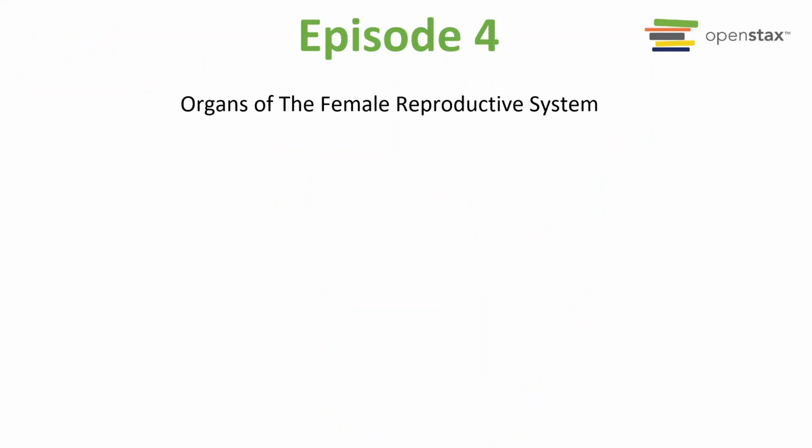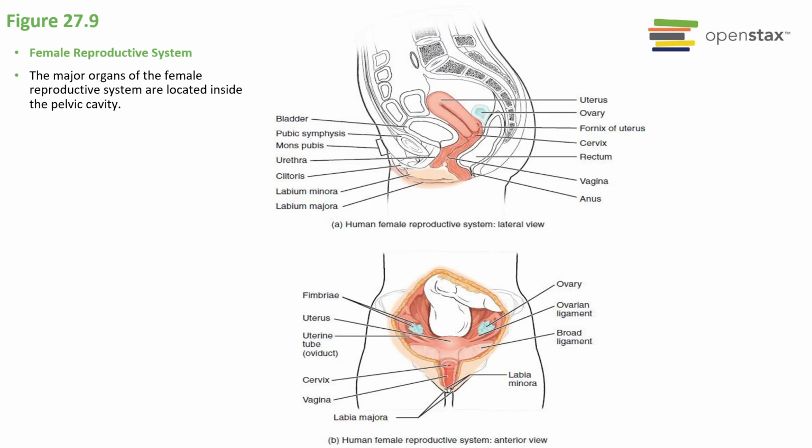Human Anatomy and Physiology, Part 2. Here on Episode 4, we shift our attention now and look at the major structures of the female reproductive system. Here we have two images, both a lateral and an anterior view of the female reproductive system. Notably, the major organs are located within the pelvic cavity.